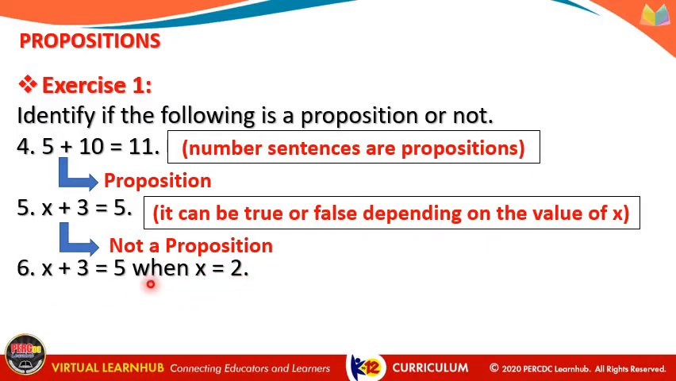Now, is this statement true or false? Of course, if you're going to evaluate it, if x is 2, you will be satisfying 2 plus 3 equals 5. Therefore, this is a true statement because it is true that when x is 2, x plus 3 is equal to 5. Since this is definitely true, then this is a proposition. Alright, so I hope it's clear to us if a given statement is a proposition or not.